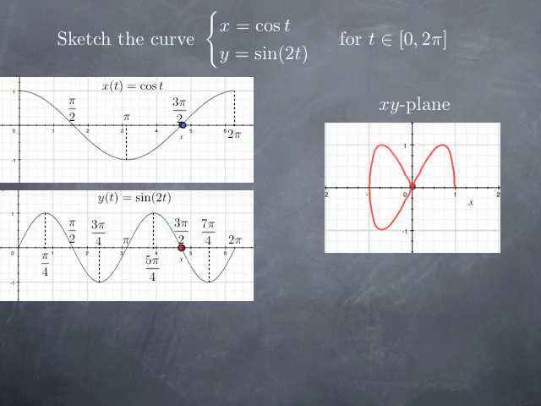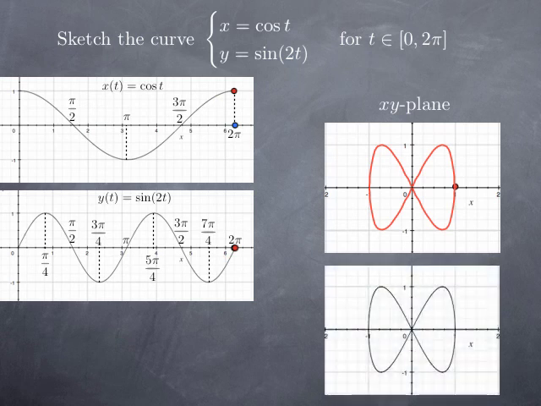And similarly, when the parameter increases from 3 pi over 2 to 2 pi, then x is going to increase from 0 to its maximum value of 1, while y is going to decrease to its minimal value of -1 and then increase back to 0. And therefore this is what we get. So this is, for a more smooth version of the curve, the curve that we obtain in the plane.